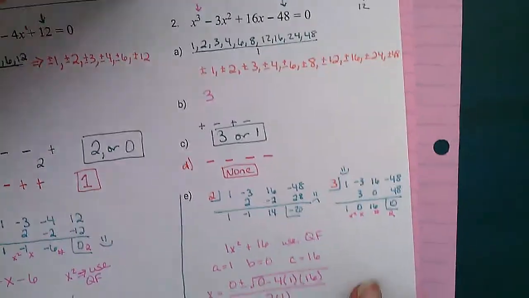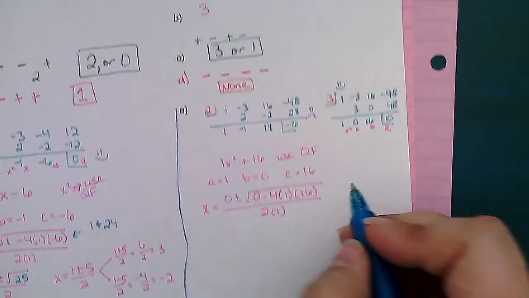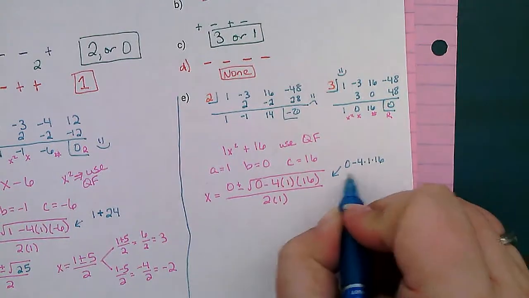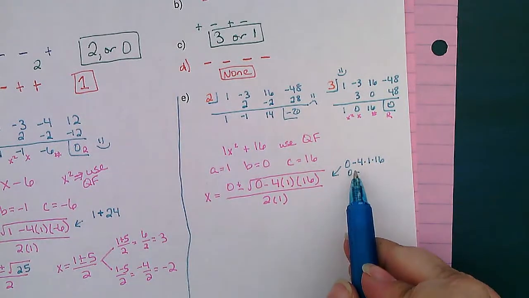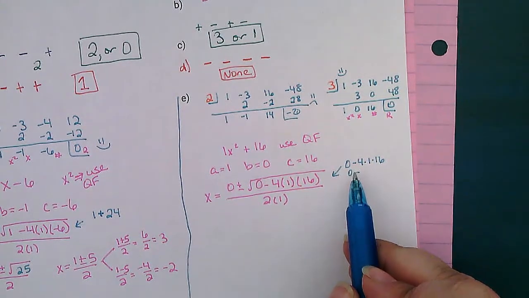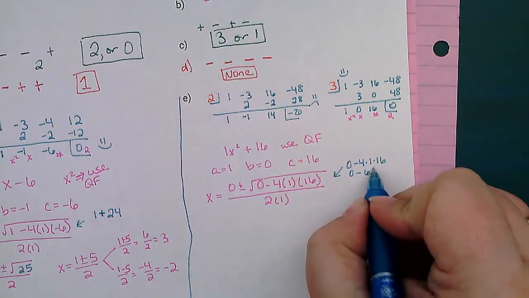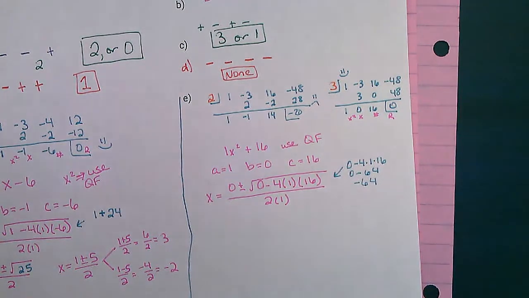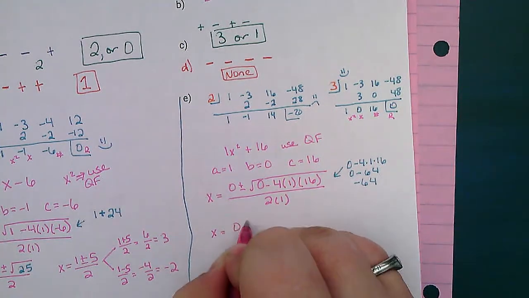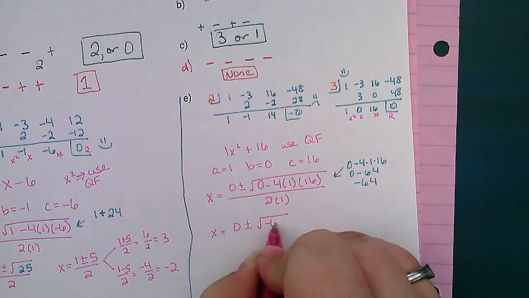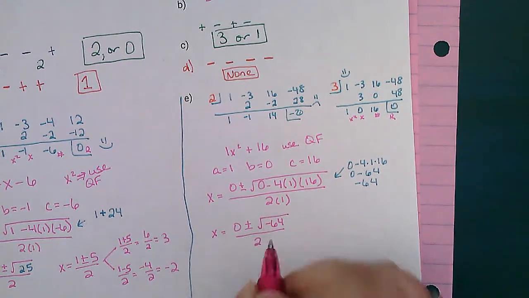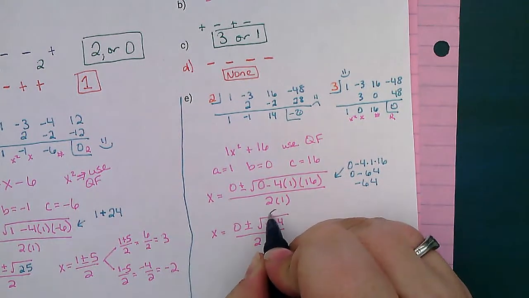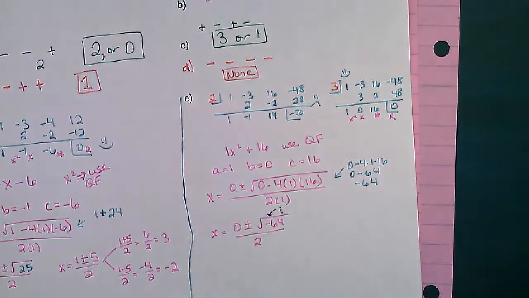So remember, the very first thing we do is the math inside here. So we have 0 minus 4 times 1 times 16. So 0, and there's only one negative sign, so it stays negative. So we do 4 times 16, which is 64. So 0 minus 64 is negative 64. So I have x equals 0 plus or minus the square root of negative 64 divided by 2 times 1, which is 2. Okay. Now, if you remember, anytime we have a negative under the square root, that means we are going to have an i.